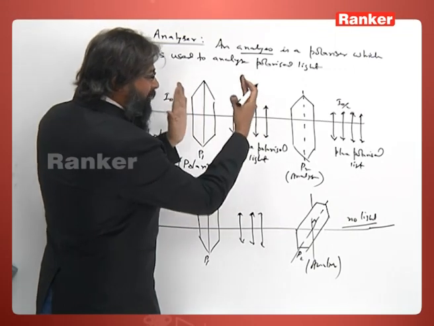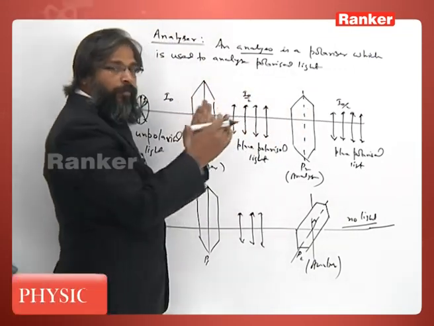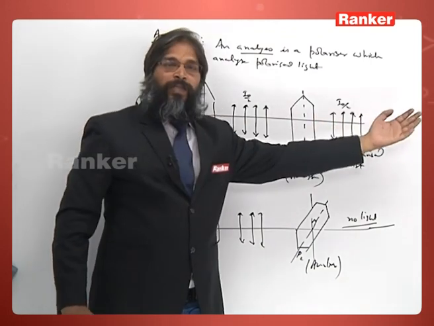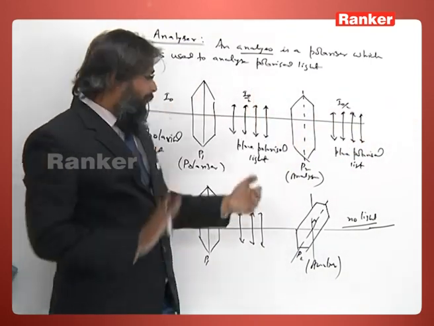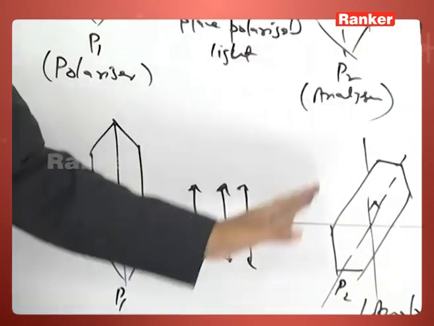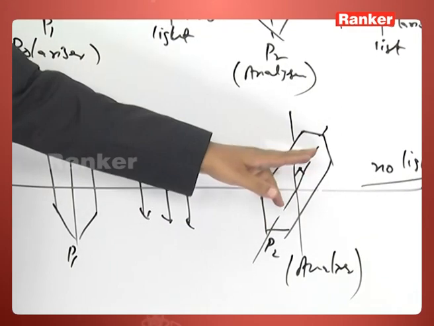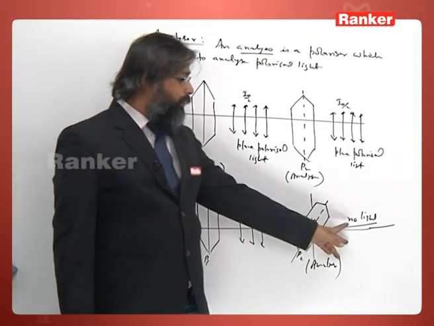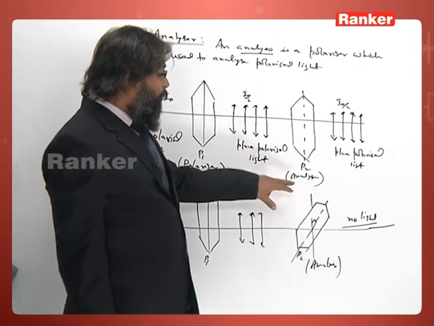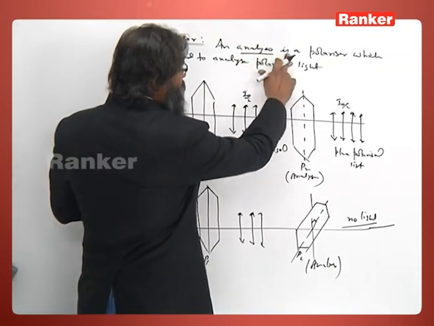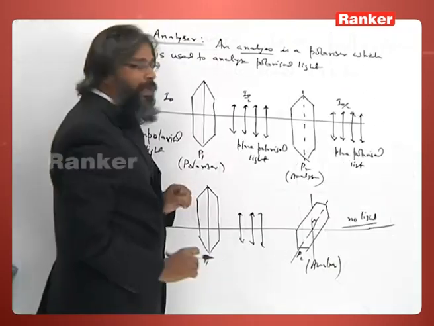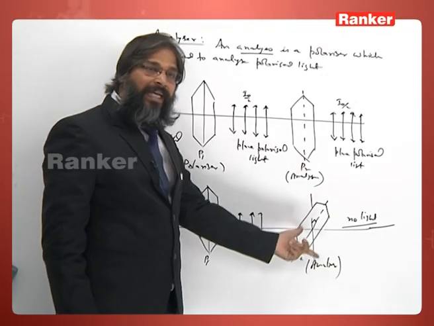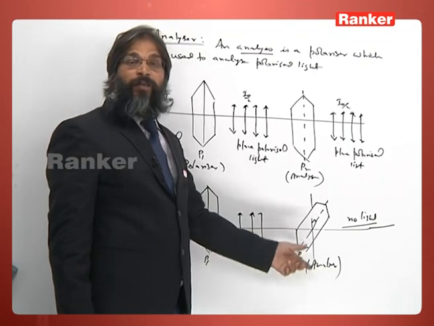So when the pass axes of P1 and P2 are parallel, this allows the light. But when they are perpendicular to each other, this analyzer, which is also a polaroid, allows the light to pass only along its plane, but actually the light is incident normal to the pass axis. So here you get no light. So this is the role of an analyzer. Thus an analyzer is a polarizer which is used to analyze polarized light. Whether this light is plane polarized or not can be analyzed with the help of an analyzer.